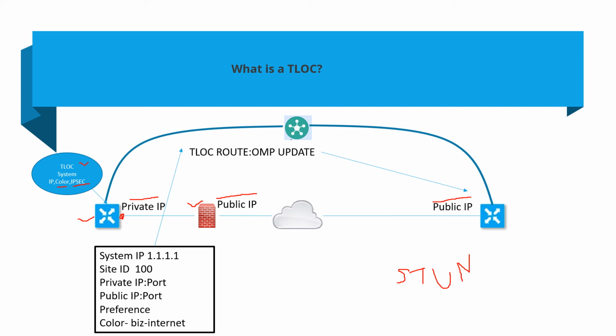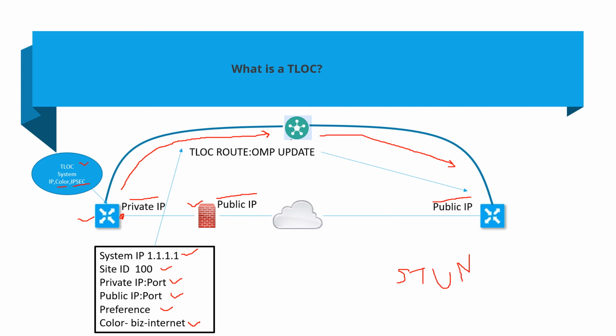In the TLOC route, this is kind of the OMP update, which one edge device sends to the controller, and then the controller is further going to distribute to the rest of the vEdge devices. So what it contains: the TLOC is going to contain your system IP address, your site ID, what is your private IP and the port, what is your public IP and the port, what is your preference, and what is the color you have on that particular interface.